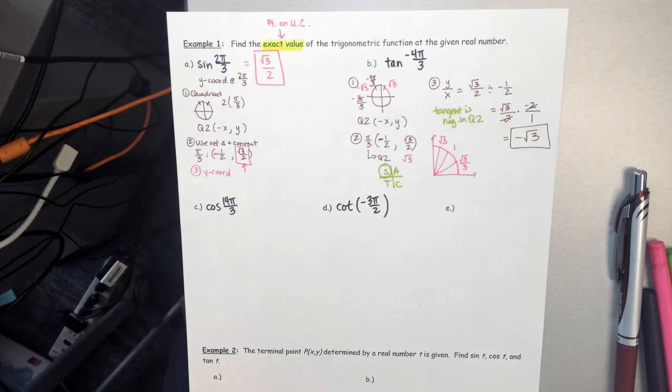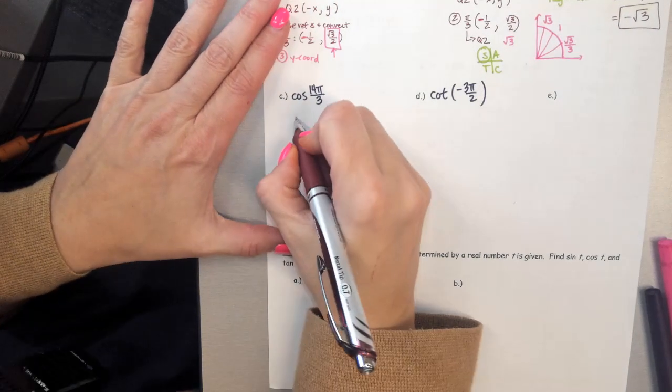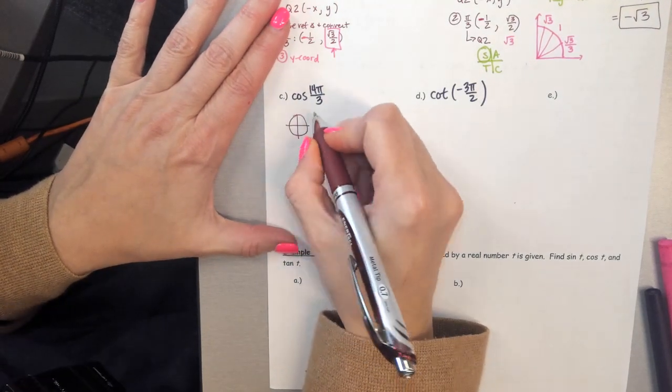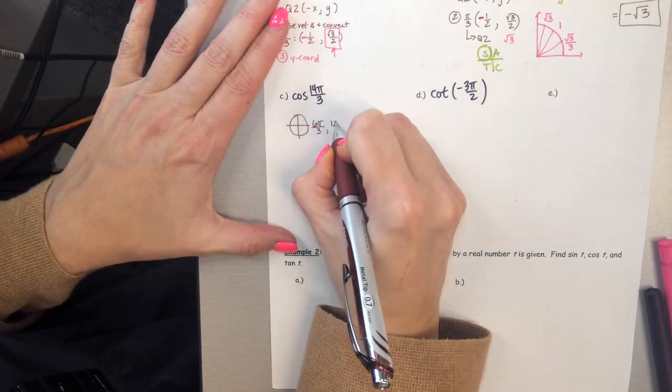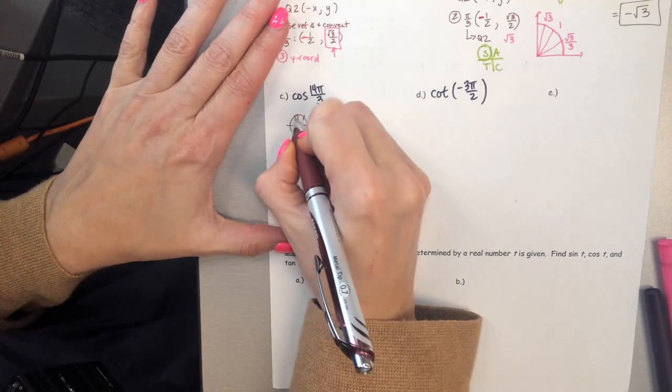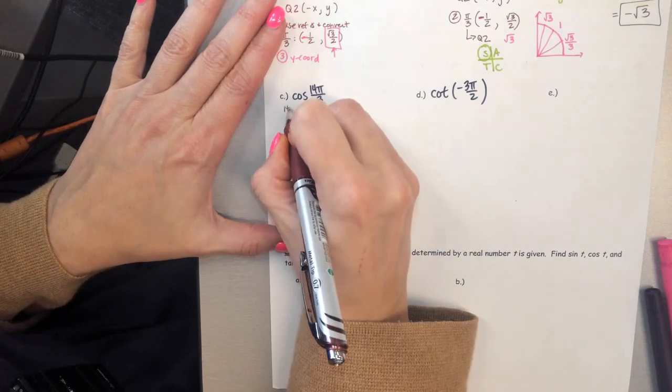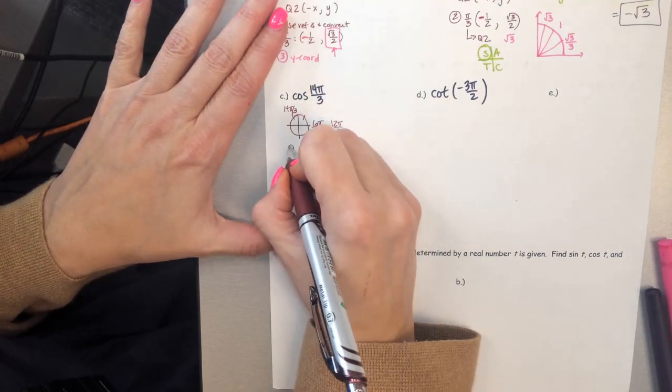Okay, so for 14 pi over 3, remember that one time around the circle is 6 pi over 3. 6 divided by 3 is 2. So another time would be 12 pi over 3. So 13, 14 would be in quadrant, oh, look at that, quadrant 2.